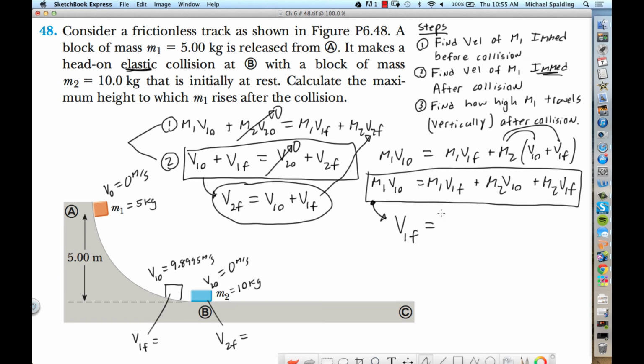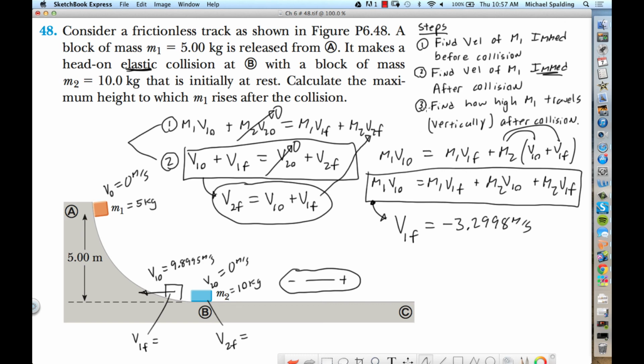When you punch the numbers in, you end up getting negative 3.2998 meters per second. Why does it come out negative? To the right is plus, to the left is minus. The fact that v1 final is negative tells us that m1 bounces back to the left. So m1 is going to go boom, and it's going to head back up the hill. So the third and last step is find how high m1 goes vertically after the collision.